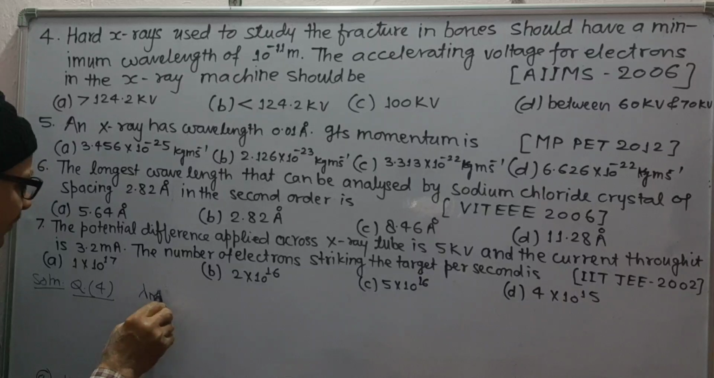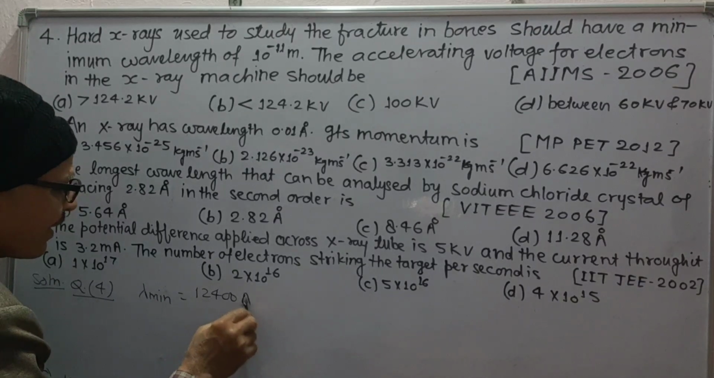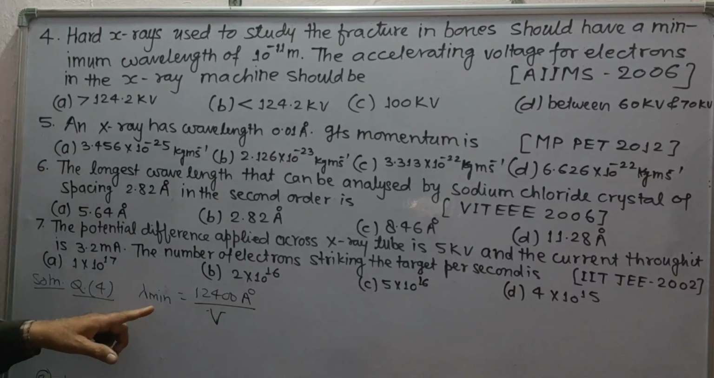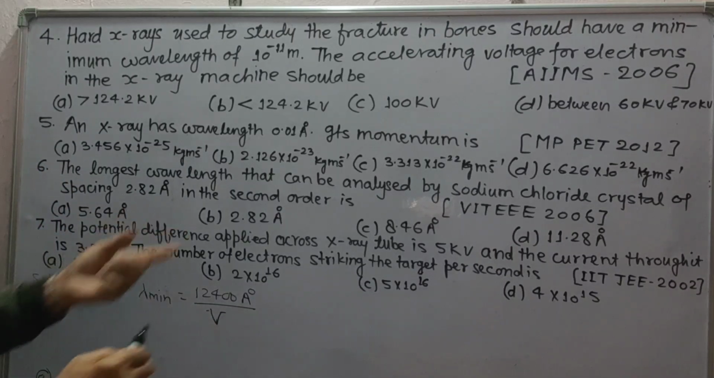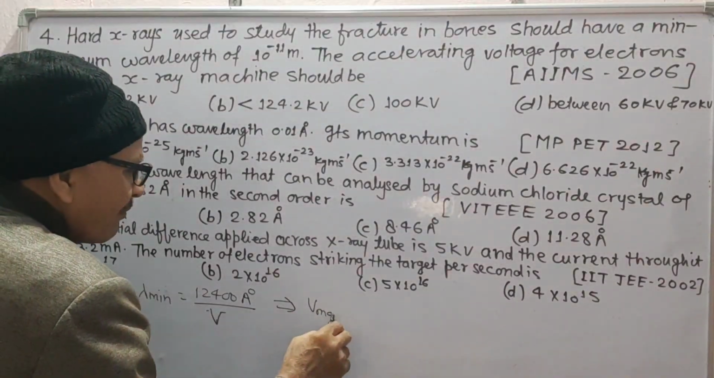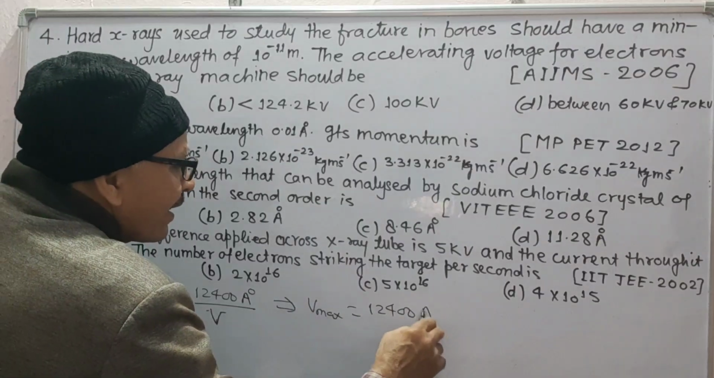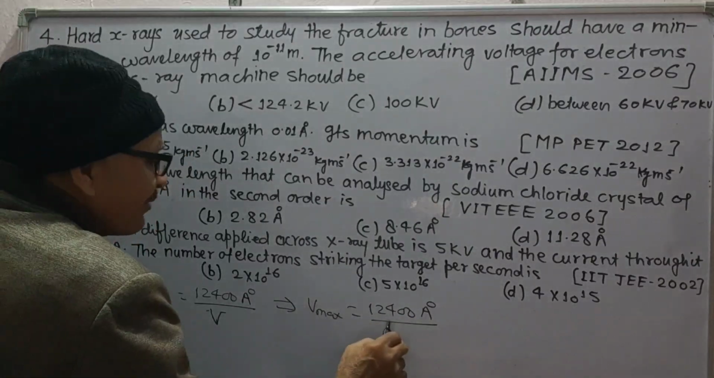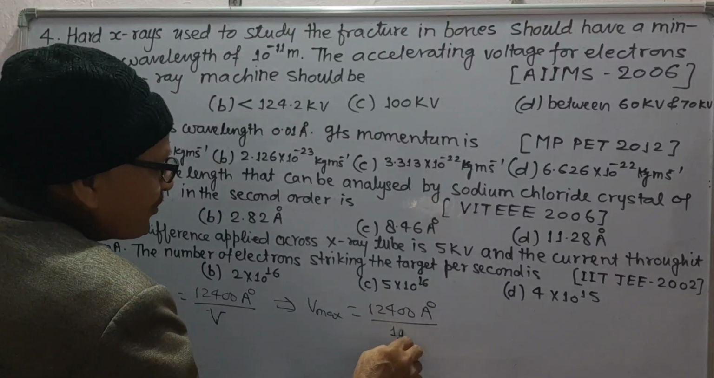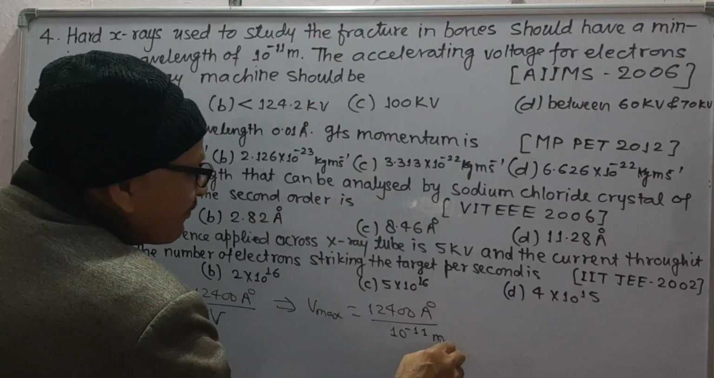Lambda minimum is equal to 12,400 angstrom upon V. Clearly, when lambda is minimum, then V should be maximum. Therefore, V maximum will be equal to 12,400 angstrom upon lambda minimum, and lambda minimum is 10 to minus 11 meter.